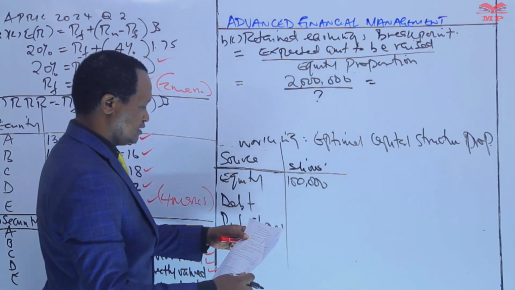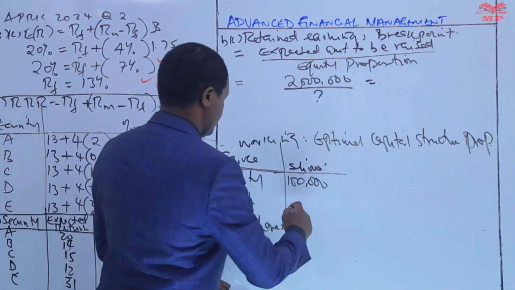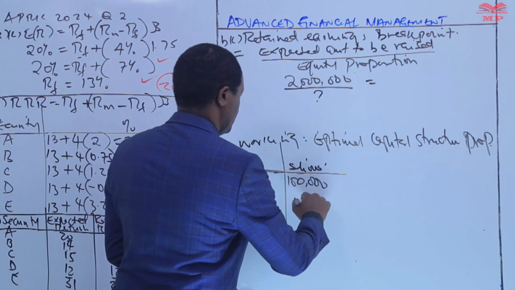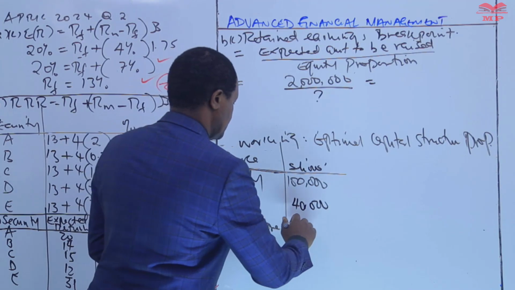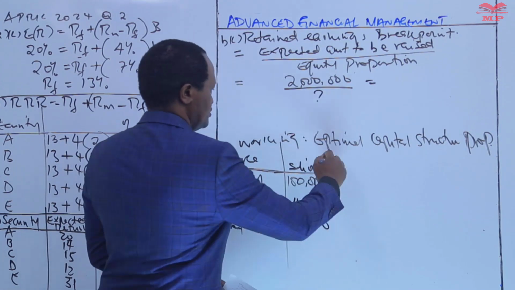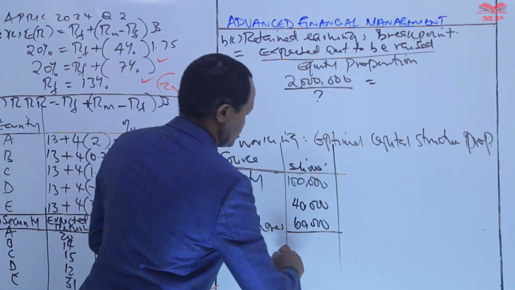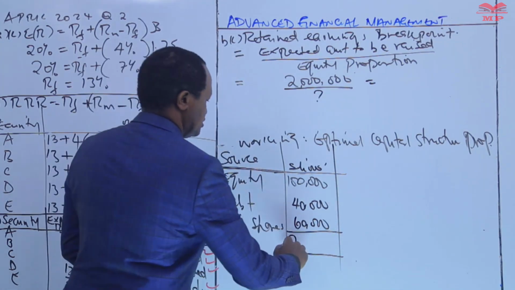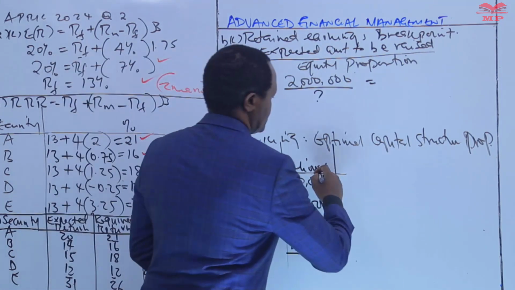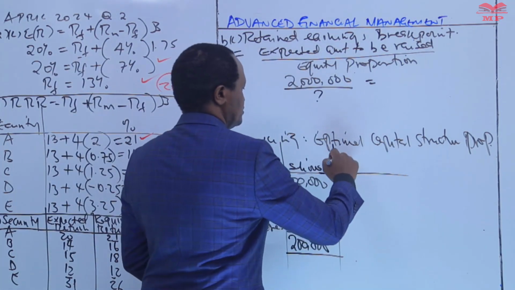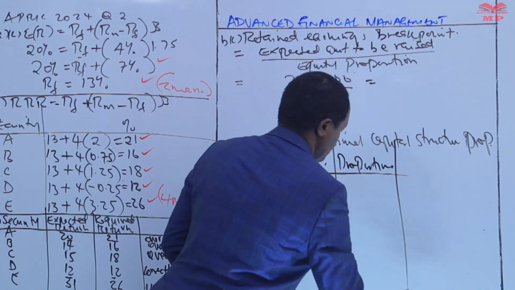Debt, 16% debt, 40 million. Preference shares, 60 million. What will be the total? The total here is it not 200 million? Then we'll have the proportions.